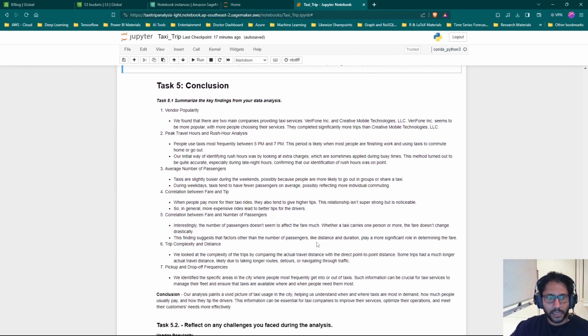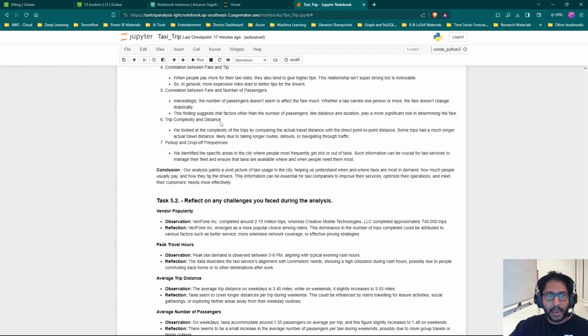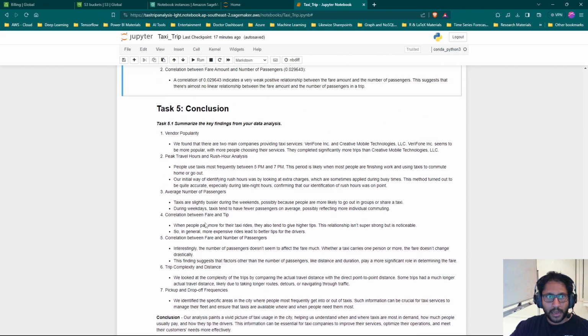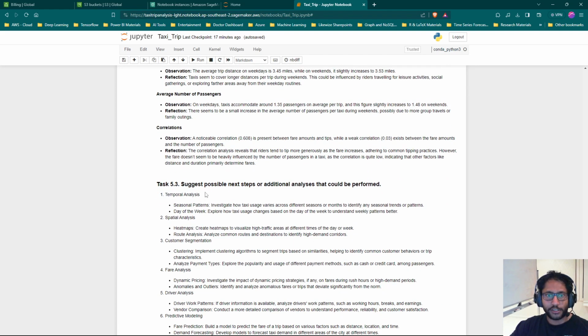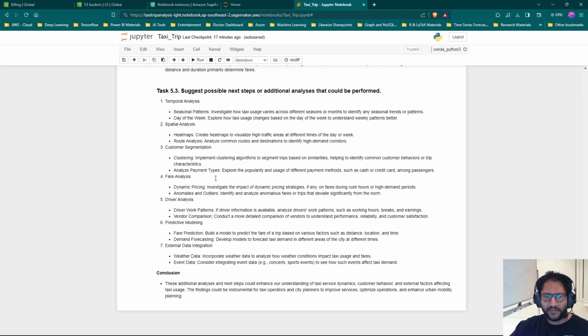So in conclusion, what I'm trying to say is that our analysis paints a vivid picture of taxi usage in the city, helping us understand when and where the taxis are most in demand, how much people usually pay, and how they tip the drivers. So this information can be essential for taxi companies to improve their services, optimize their operations, and meet their customer needs more effectively. And so there's some reflective analysis which I've been doing up here. That's my reflection on what exactly is happening, on any challenges I faced during the analysis, and then suggestions, like I can model a driver analysis, or I can do a temporal analysis. Okay, so predictive modeling.